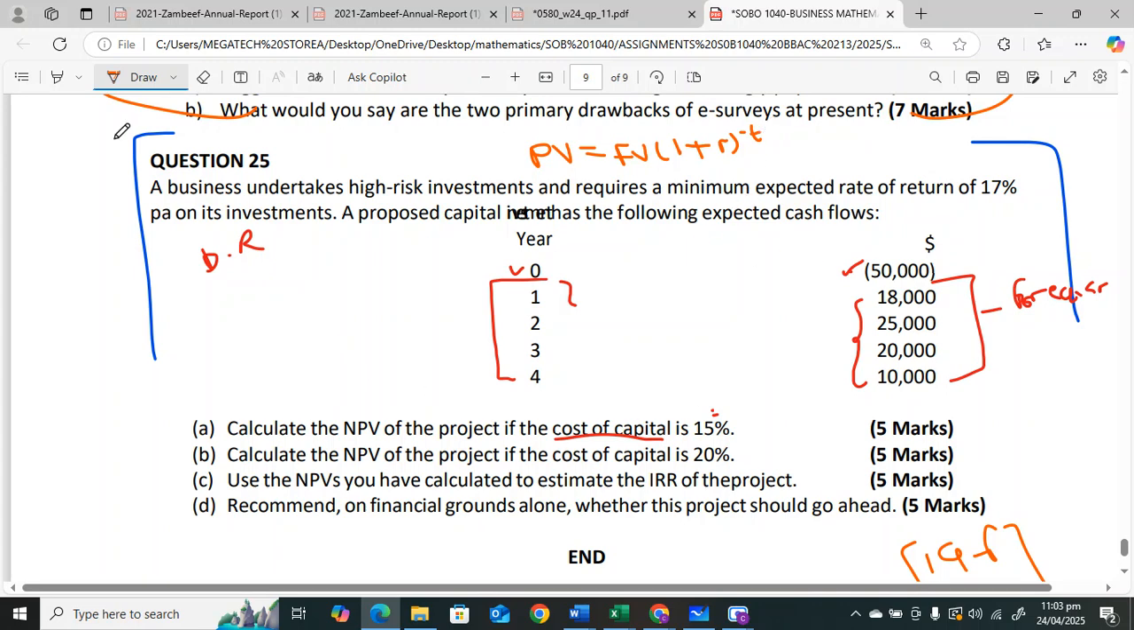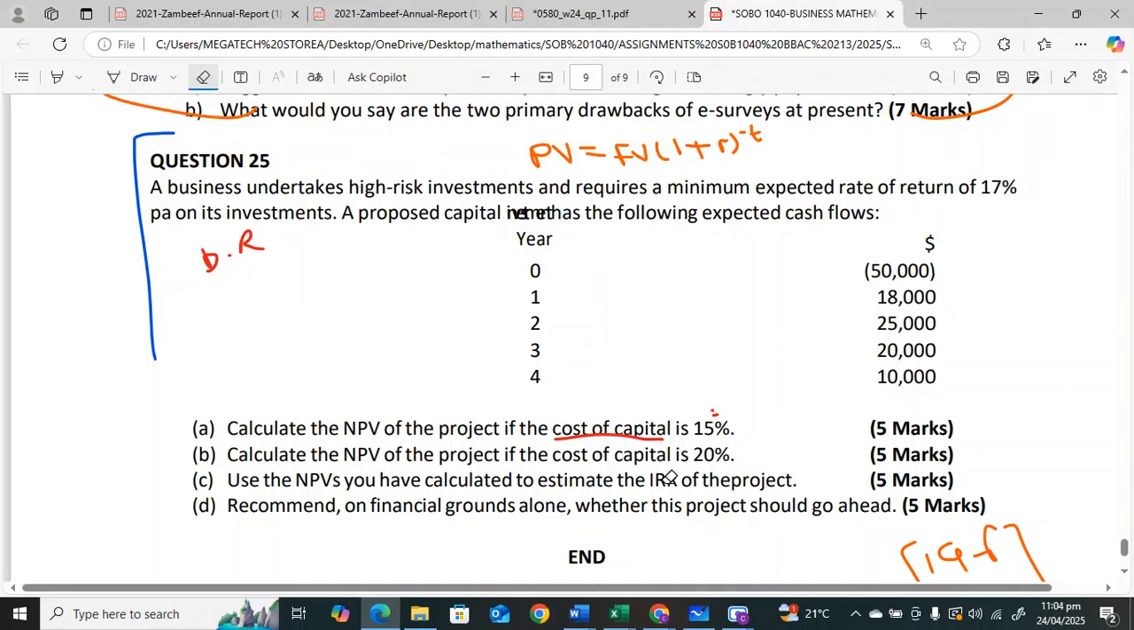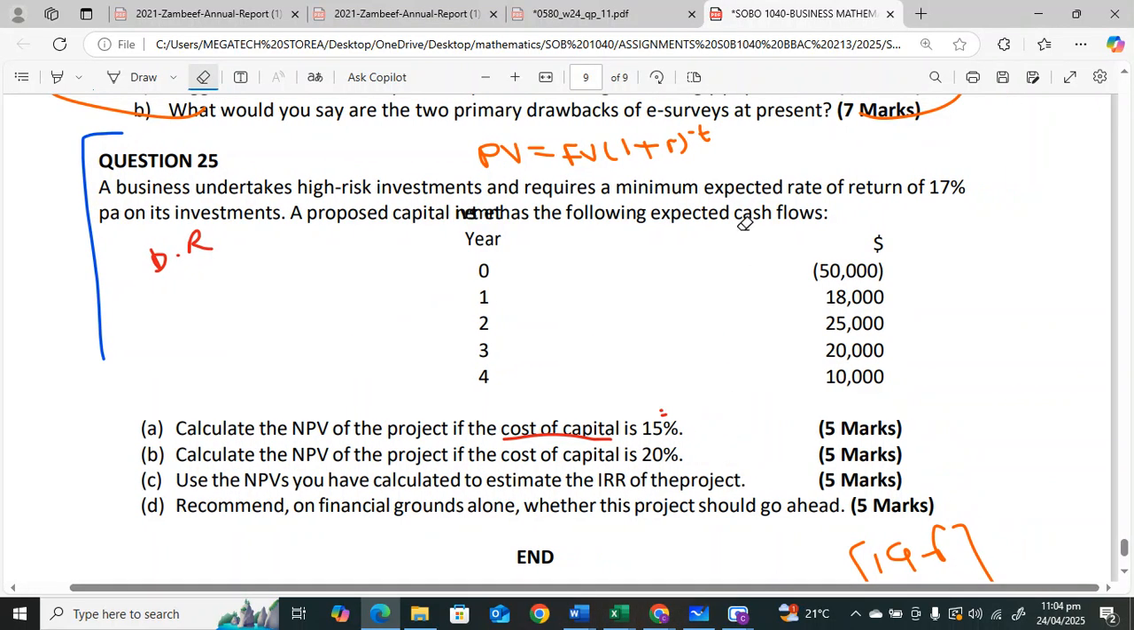So we'll do it like this. The way you can solve this, you can make a table or you can do the tabulations individually. But let me just show you how we can do it. In the table, your first column will have your year. In other books, you're going to see future value over 1 plus r to the power t.